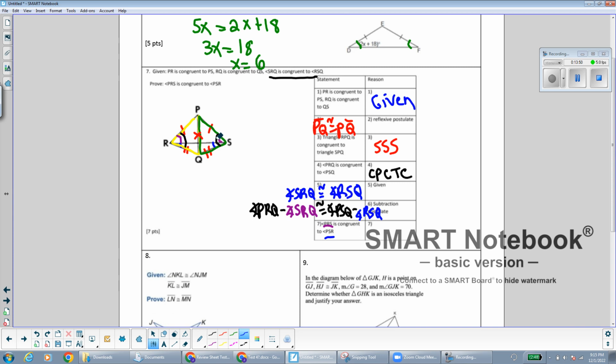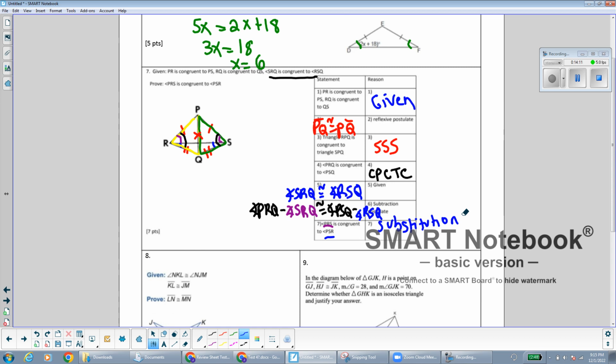Now, how do we justify that this minus this is that, and that this minus this is that? Well, that's by substitution. We're replacing the subtraction with what it actually is. And remember that substitution usually always follows the addition or subtraction postulate as the very next step.